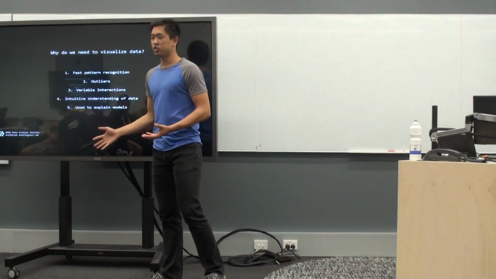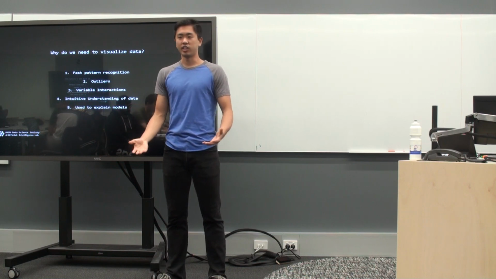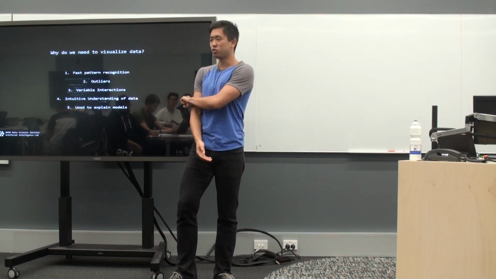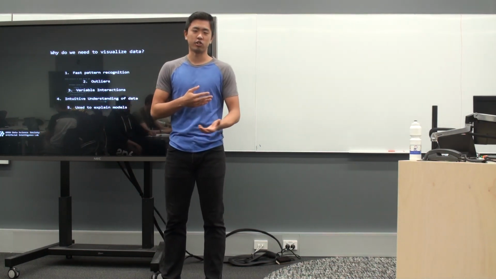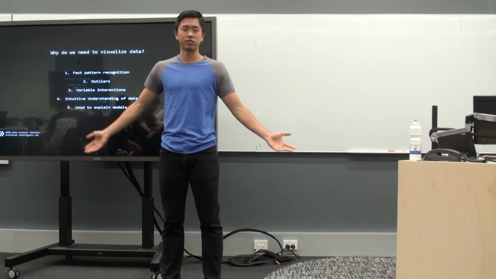Variable interaction, so what the dependency structure between two variables is. It's often a lot clearer to see that in a visual rather than a summary statistic. So if I tell you something has a correlation of 0.8, that could still look like a whole number of things.